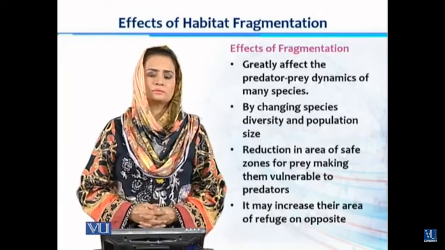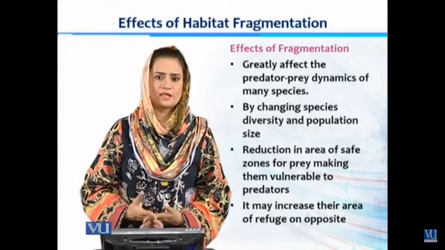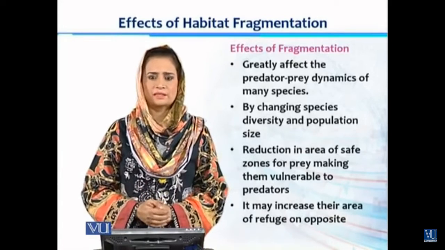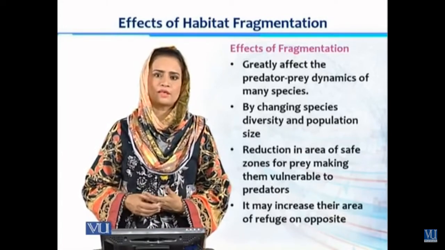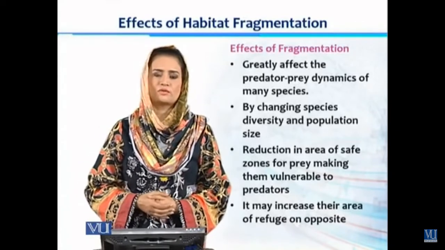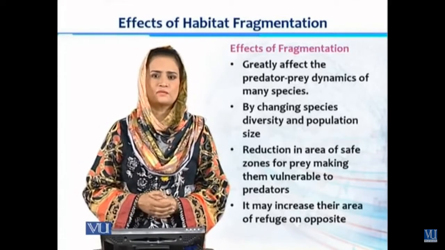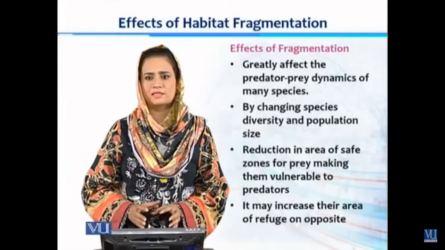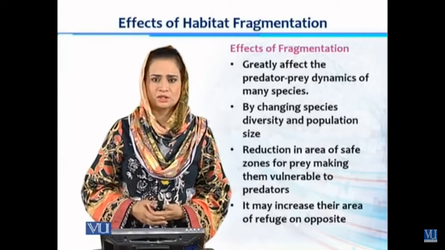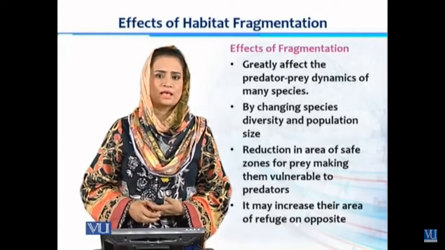Other than these phenomena, we have studied the different kinds of interspecific and intraspecific interactions within one ecosystem, or within one habitat as well. In case of habitat fragmentation, these interspecific interactions would be remarkably affected. For example, in predator-prey dynamics, if as a result of habitat fragmentation there is an imbalance between the populations of prey and predators, it would disturb the whole food web in that patch of habitat.